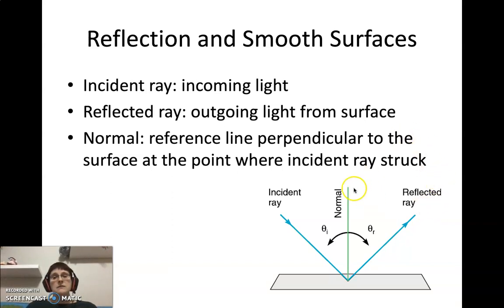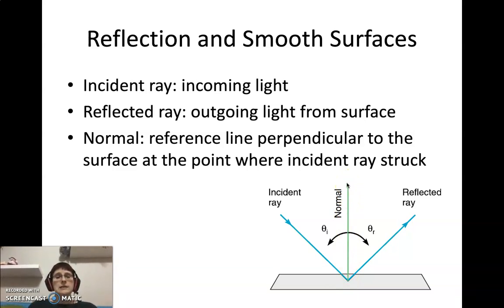And that's why we have this normal line on one of these diagrams. This is a reference line that runs perpendicular. You can see that in this diagram. It runs at a 90-degree angle to the surface at the point where that incident ray struck. So where the incident ray comes in, we're going to put that as the point where the light hit, and then the normal ray is going to run 90 degrees straight up from there.